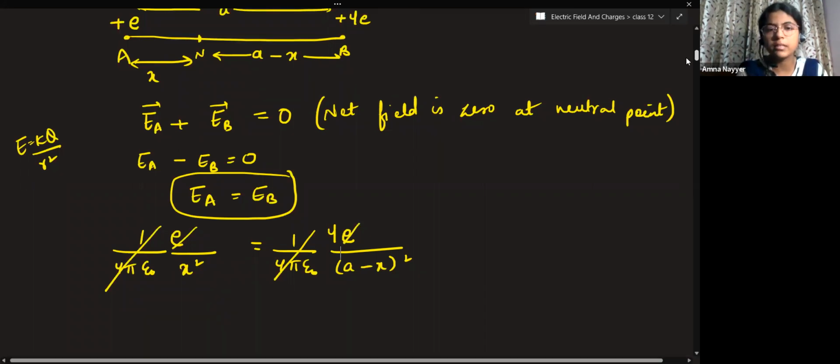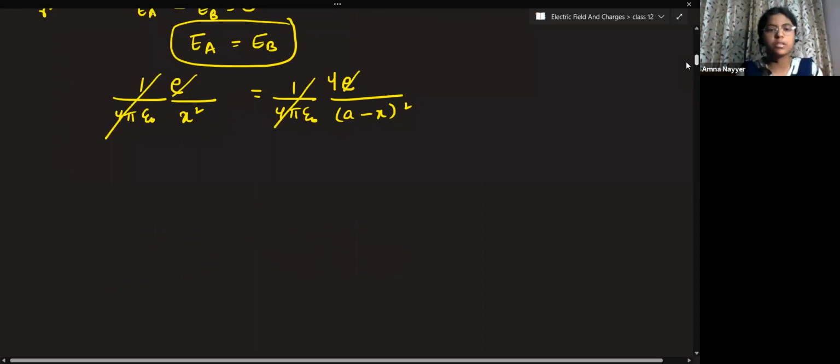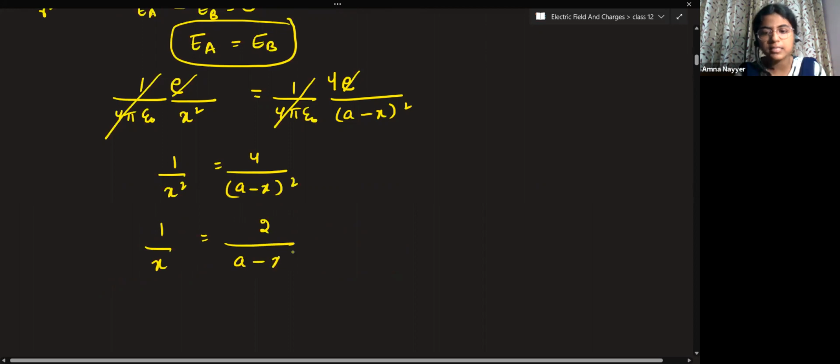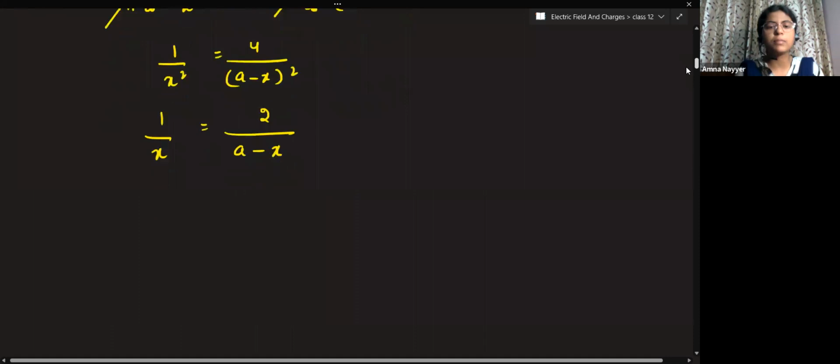Now this is simple mathematics. Till here your physics was required. This is 1 by x square equals to 4 by A minus X whole square. So if you take square root from both the sides, it will be 1 by X equals to 2 divided by A minus X. So let's do some simple cross multiplications. This will be A minus X equals to 2x. A will be equal to 3x.